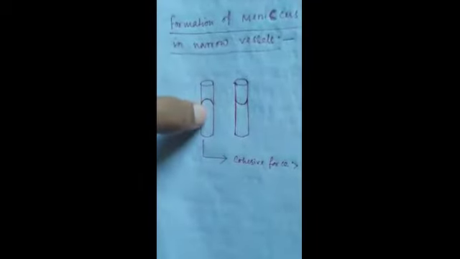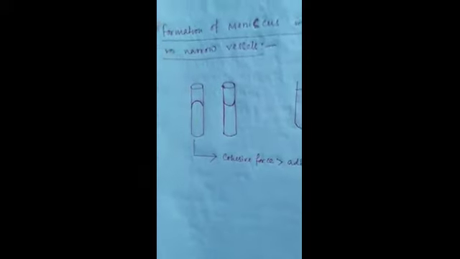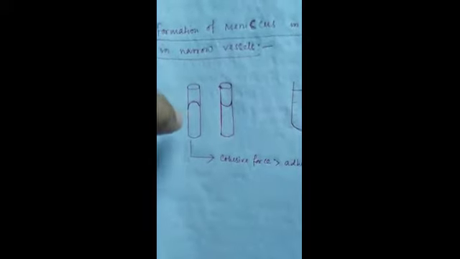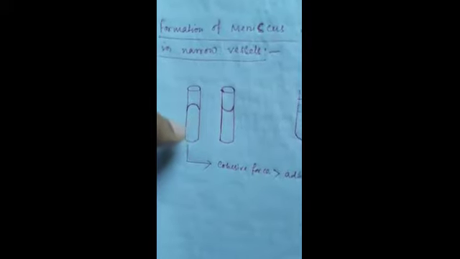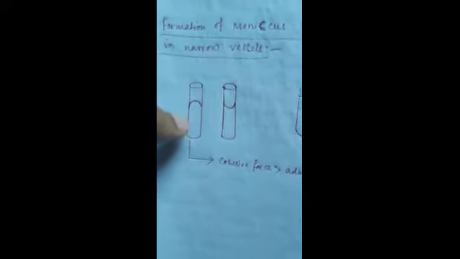Why is this happening? It is because mercury has a strong force of cohesion. That means the attraction between the mercury molecules is much greater than the attraction between the mercury and the glass particles. We know that the attraction between similar kinds of molecules is known as cohesive force, and the attraction between different kinds of molecules is known as adhesive force.